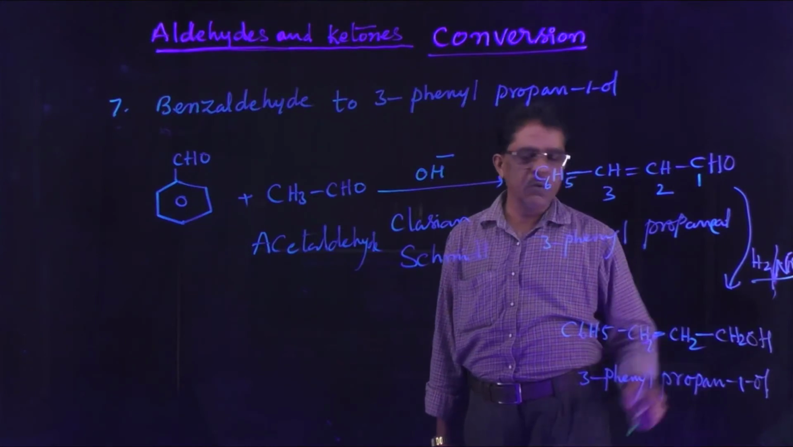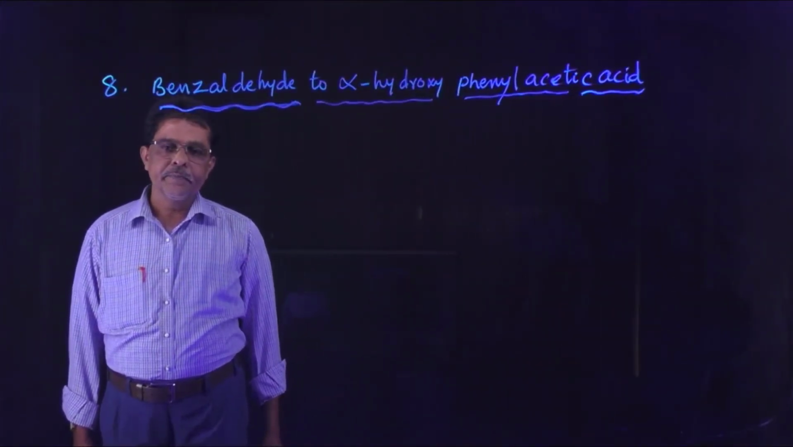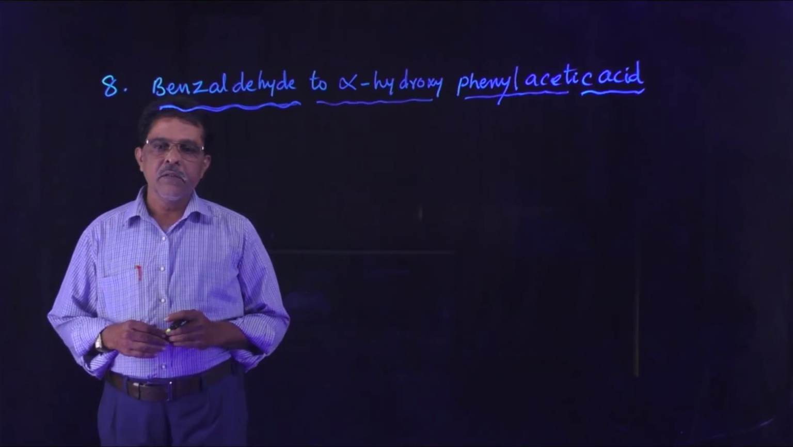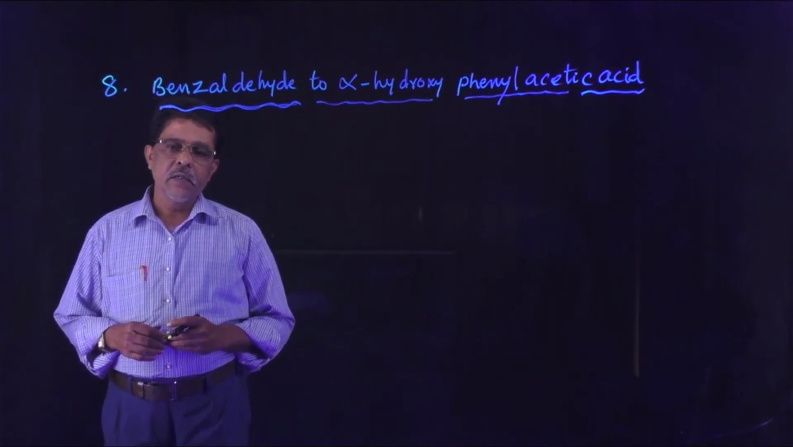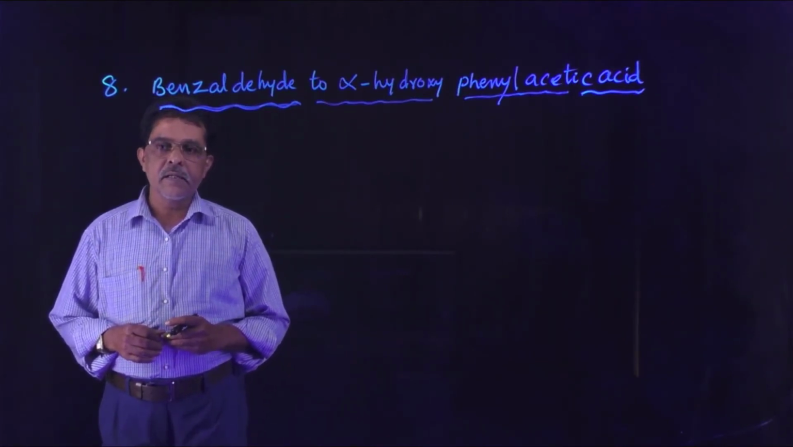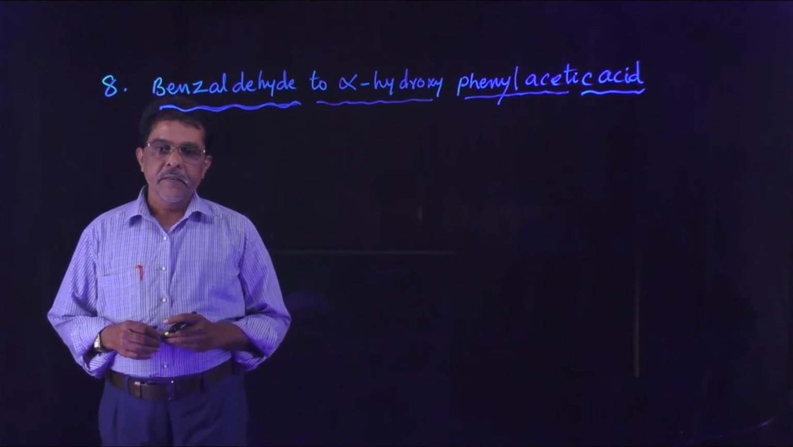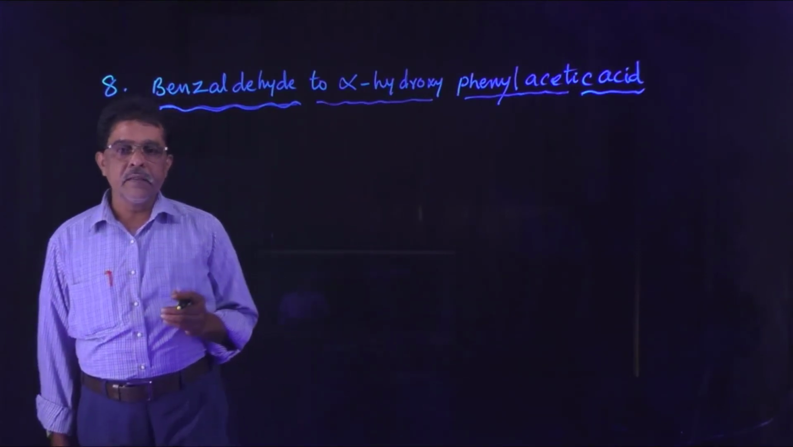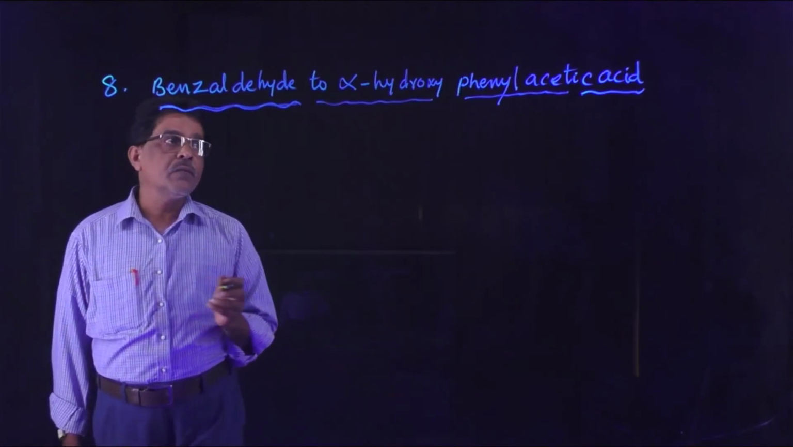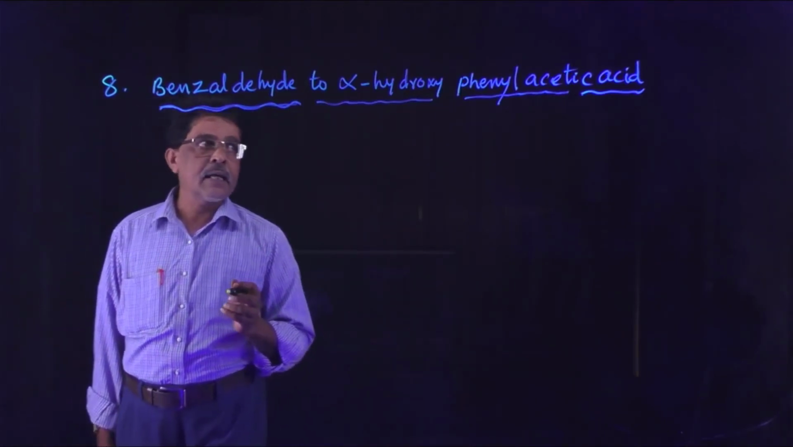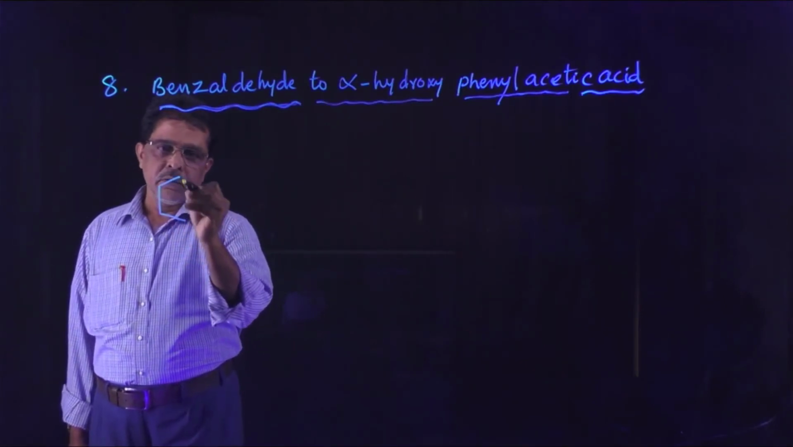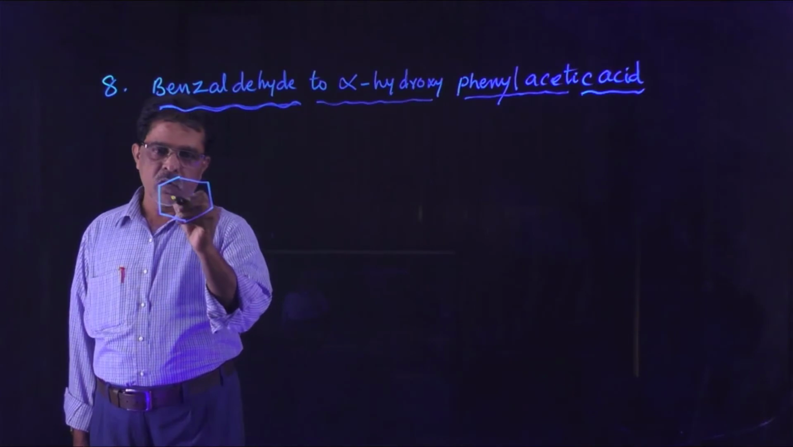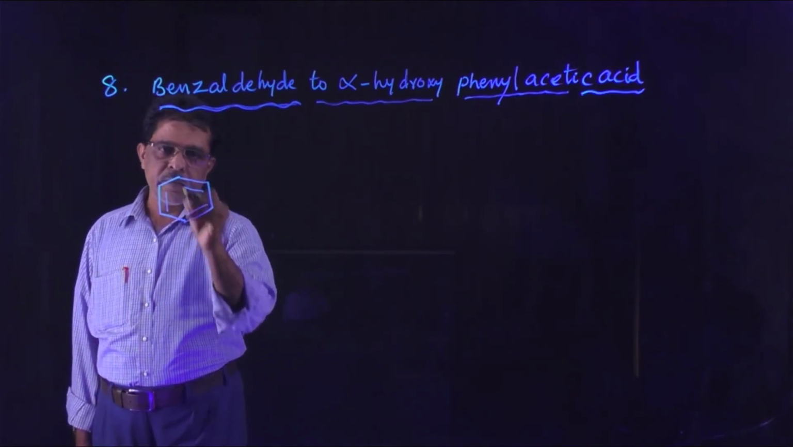Then 3-phenyl propanol is obtained. Hello students, the conversions of one compound into another compound in aldehydes and ketones. Seven conversions were discussed in the last video. Next, the 8th conversion is benzaldehyde to alpha hydroxyphenyl acetic acid. So you have to note about benzaldehyde. You know about benzaldehyde.